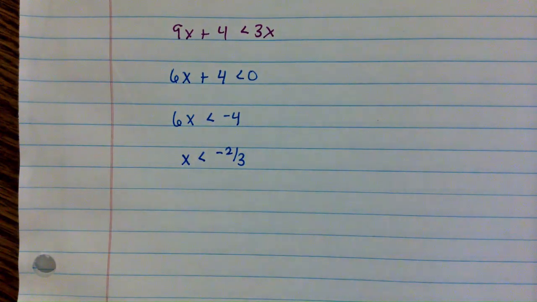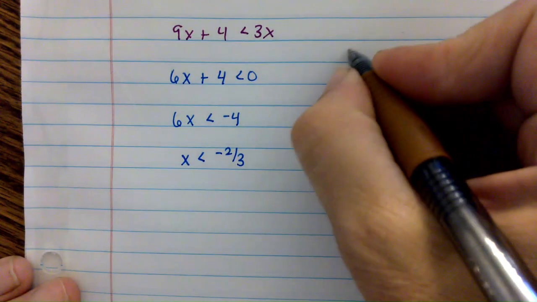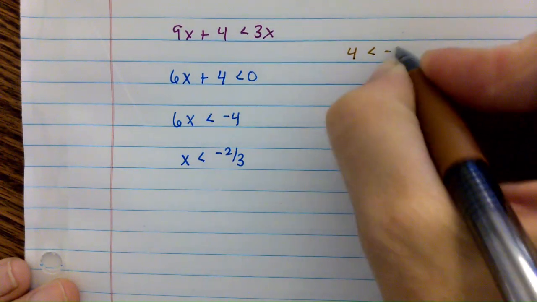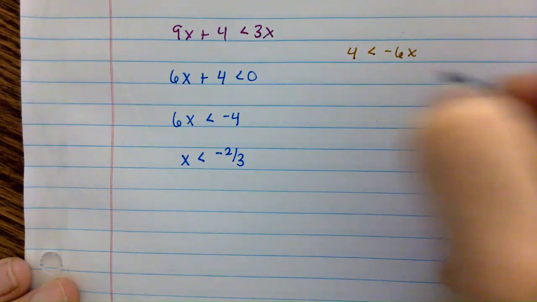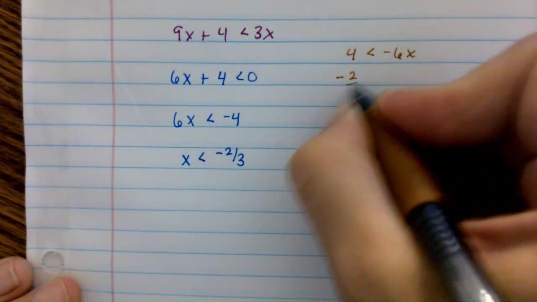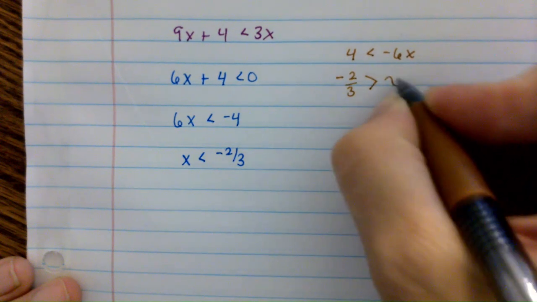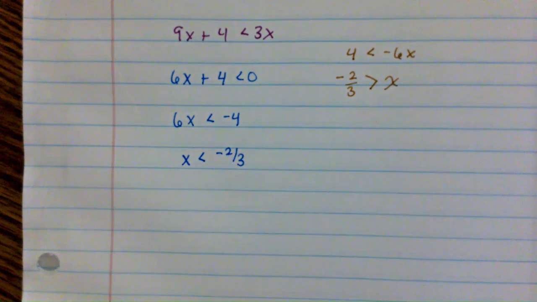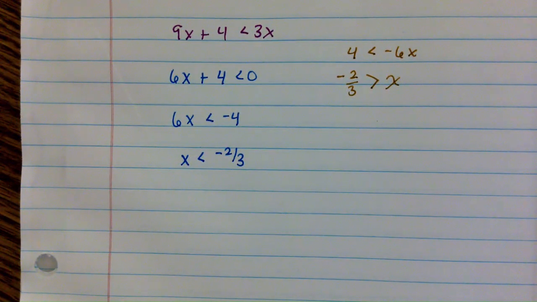Okay. The other option I could have done was subtract 9x and then divide by -6. So -2/3, flip. And some of you might say, well, what I have written in blue and what I have written in brown are different. The signs are going different ways. And the answer to that is no.